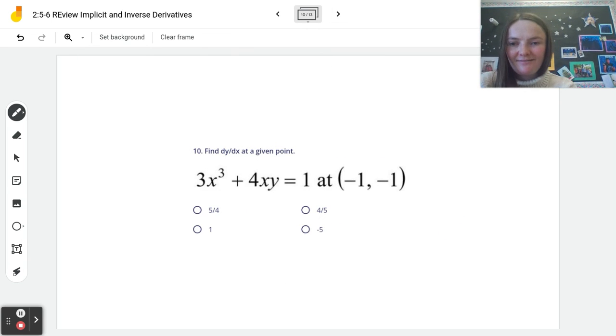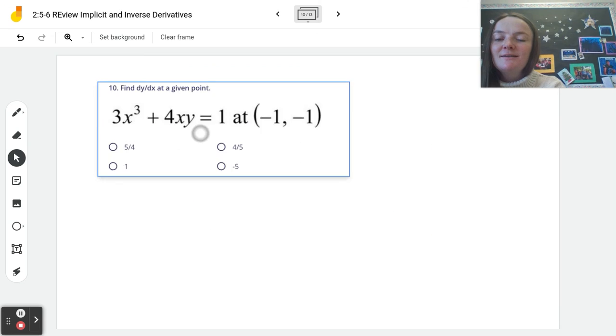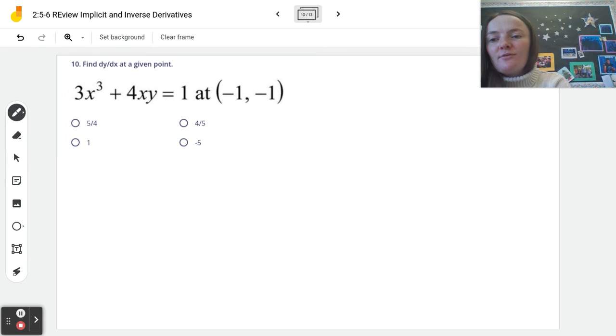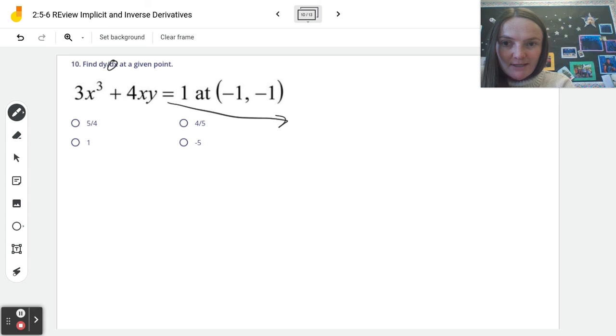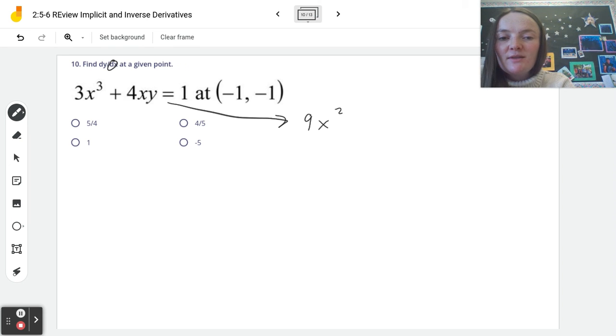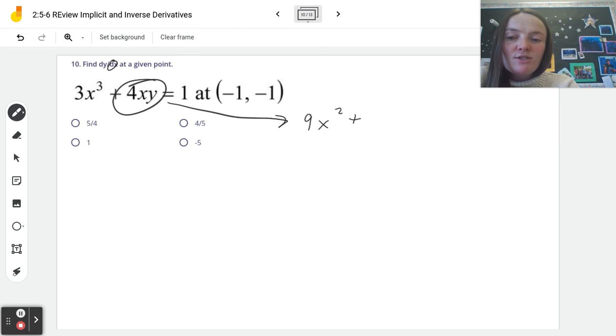Okay, almost done. We've got 3 more questions, I hope, left. All right, number 10, it says find dy/dx at the given point. Well, the first thing we're going to do, let's just focus on finding dy/dx first. So to find dy/dx, we're going to take the derivative with respect to x. 3x cubed's derivative is 9x squared, dx/dx, so we don't need to do anything there. Plus, this right here is product rule, so we're going to have to treat it as such. We're going to say derivative of the first.